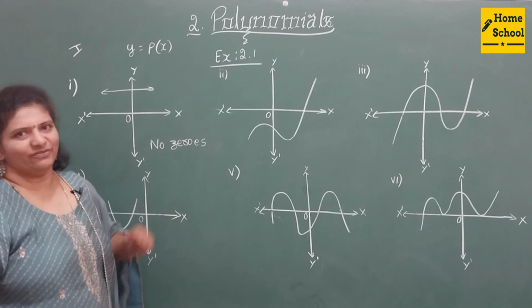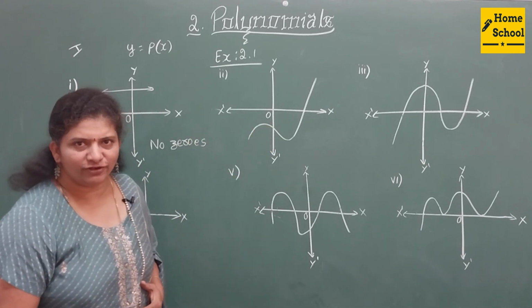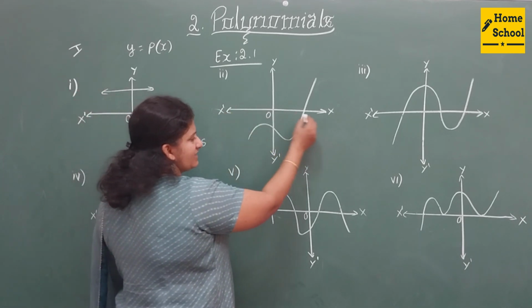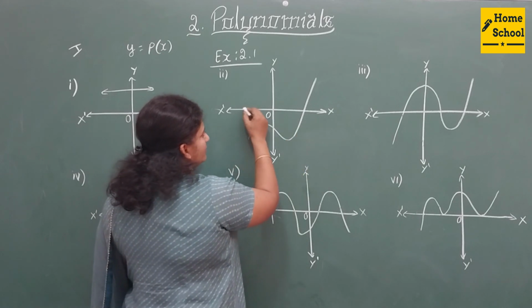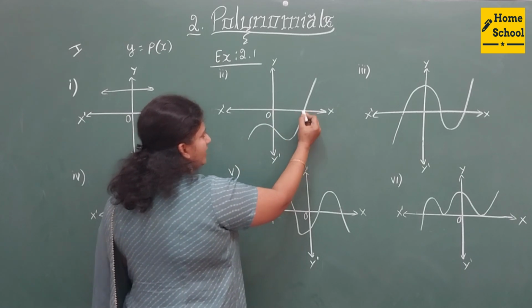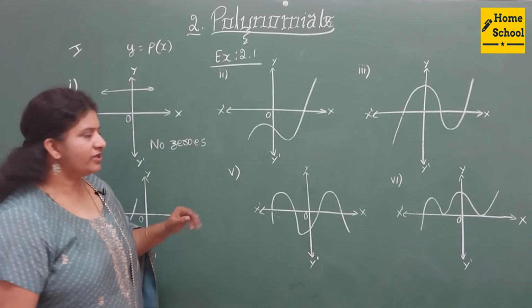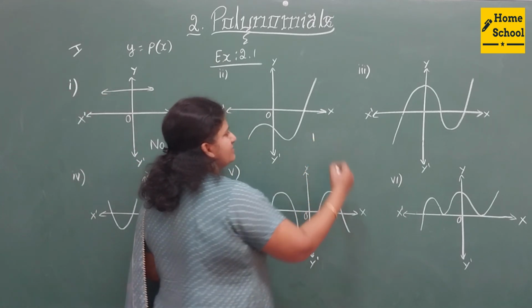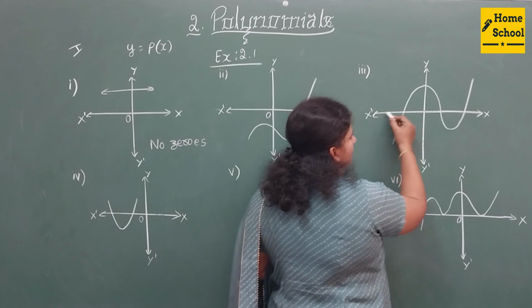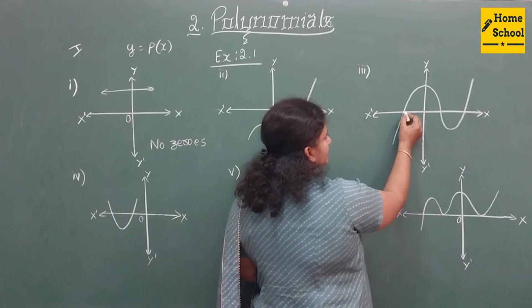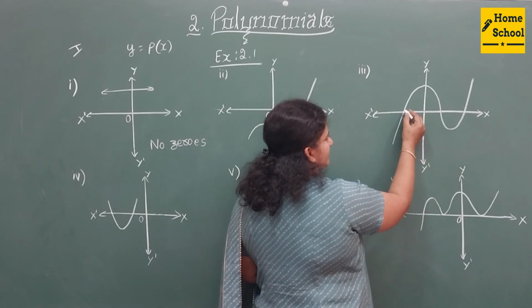Second one. Observe the x-axis carefully. At how many places are the other curves intersecting? Here, at one point they are intersecting. So that means 1 zero. Third one, on the x-axis, see how many places they are intersecting?